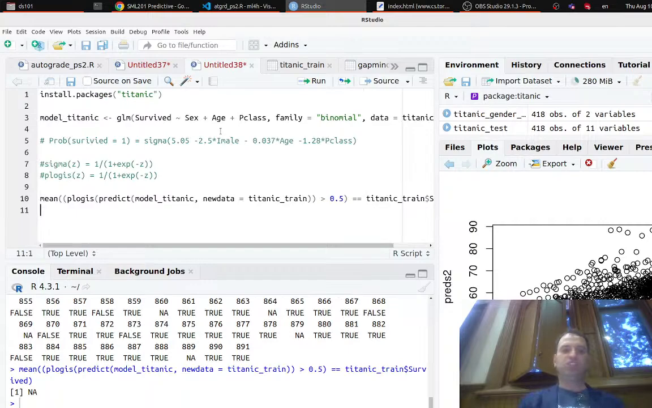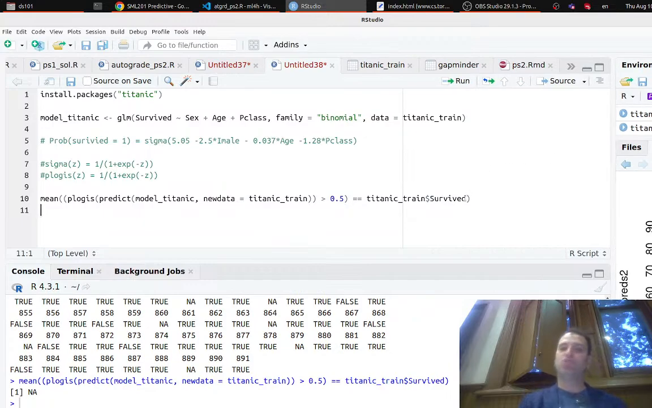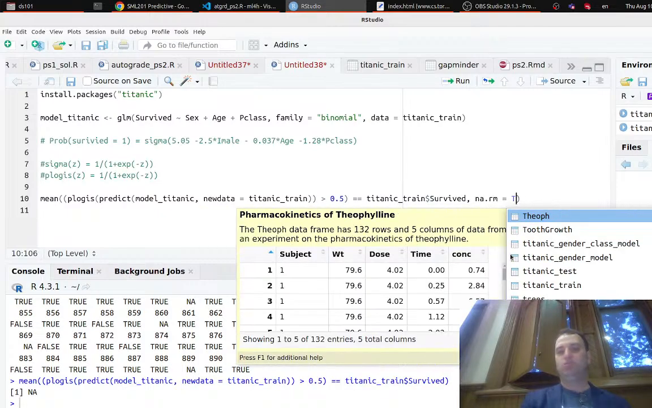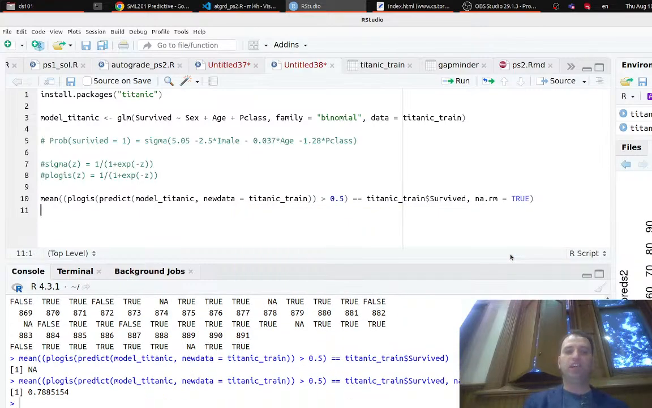So here it's going to be just an NA, and that's because there were some predictions which were neither, because the age was not recorded. So I can say NA.rm is true, and that would get rid of the NAs and just get me the percentage of the cases where I had a true, where it was either true or false. So here it says 79% of the guesses by the model were correct.